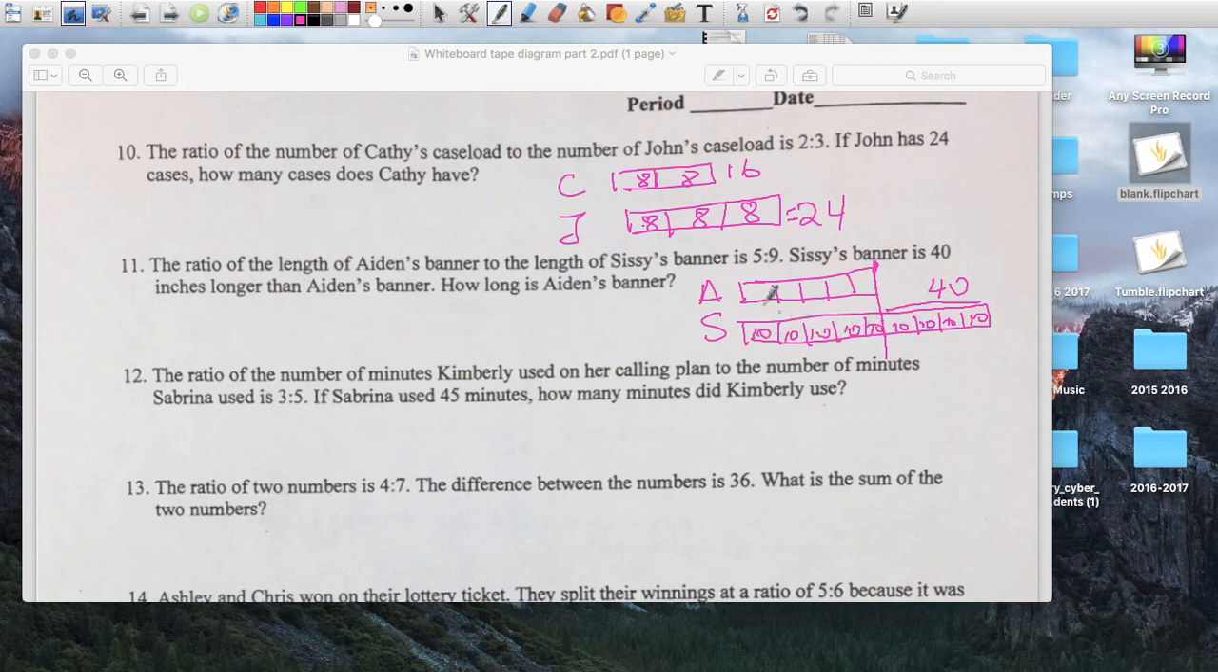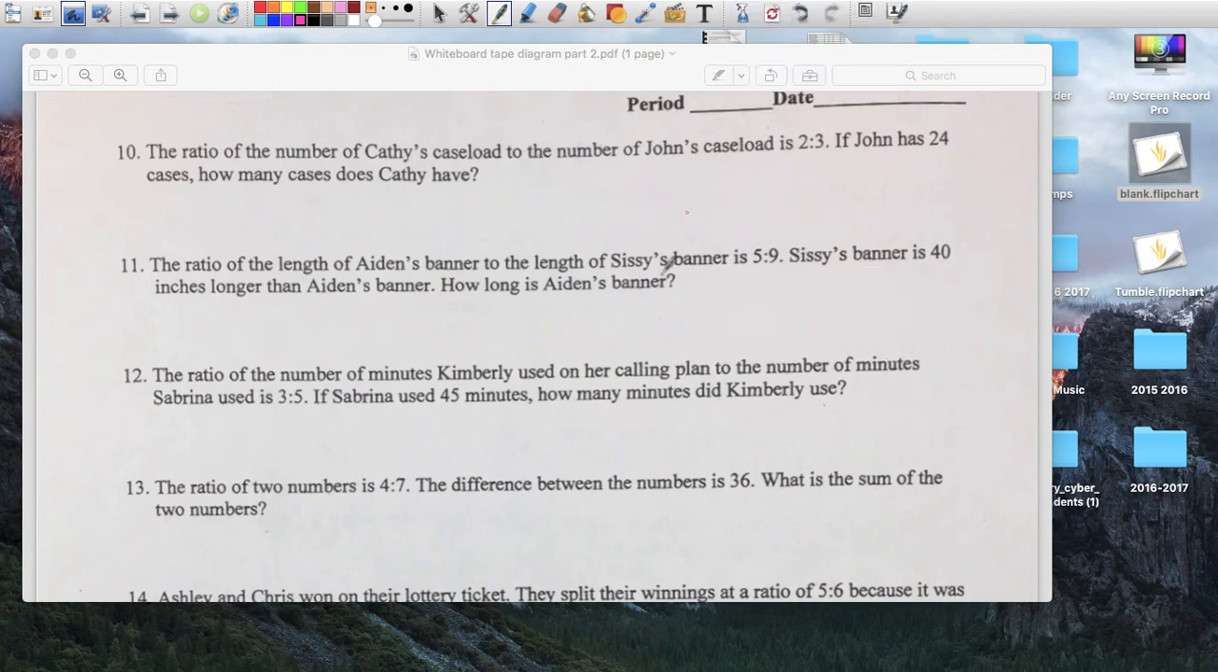That makes sense, right? So this is 90 and Aiden is 50. How long is Aiden's banner? 10, 20, 30, 40. She measures 50. And Sissy here is 90. Okay.